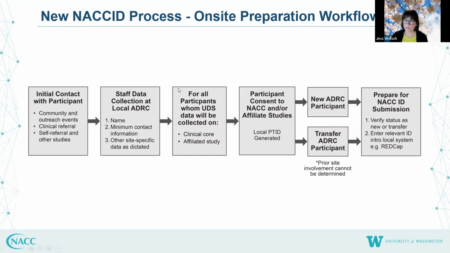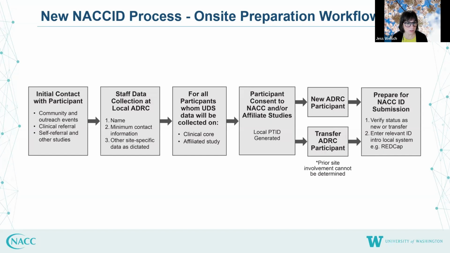And then when it comes to any participants that will have UDS data collected, if they've consented to that study, whether it's a clinical core or affiliated study, that participant will consent to NACC or the affiliated studies, and then you'll generate your local PTID just like you do now. Nothing will change about that. This doesn't change any of that process of how you are tracking them locally using your own site ID or PTID.